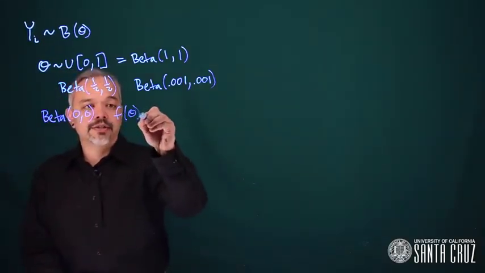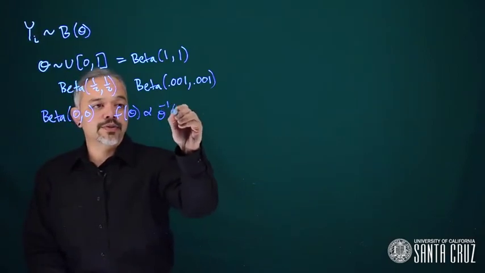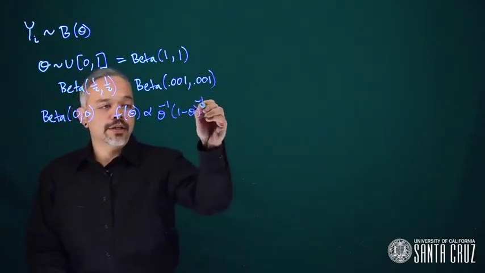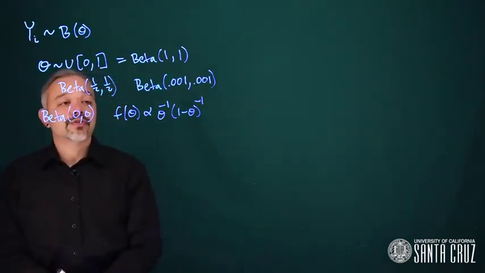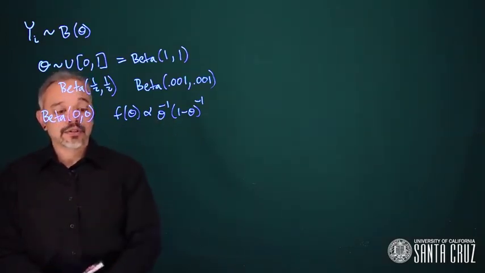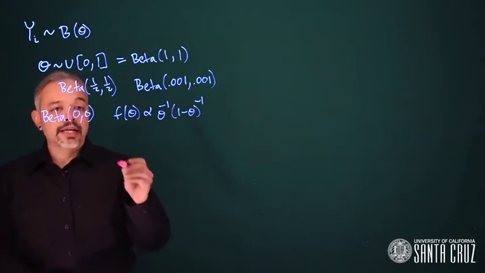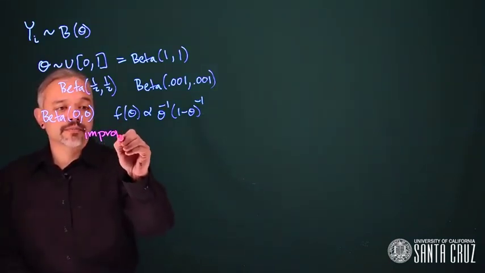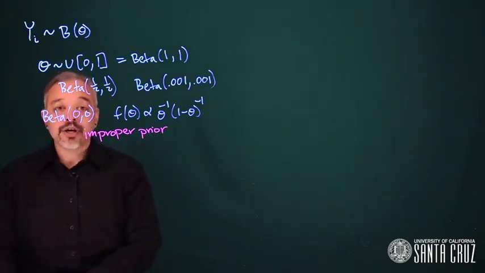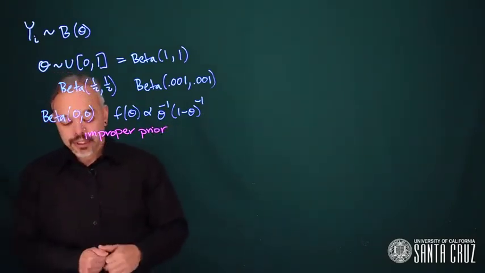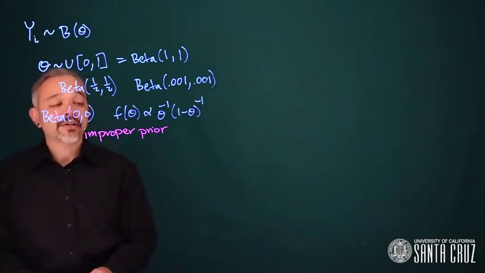Well, in this case, we could say its density is proportional to theta to the minus 1, 1 minus theta to the minus 1. This is not a proper density. If you integrate this over 0 to 1, you'll get an infinite integral. So it's not a true density in the sense of integrating to 1. There's no way to normalize it. This is what we refer to as an improper prior. It's improper in the sense that it doesn't have a proper density, but it's not necessarily improper in the sense that we can't use it.